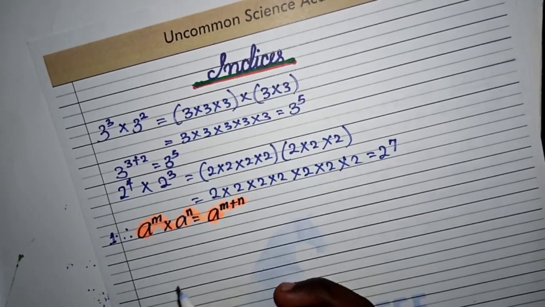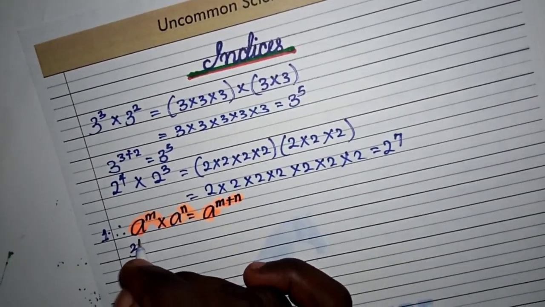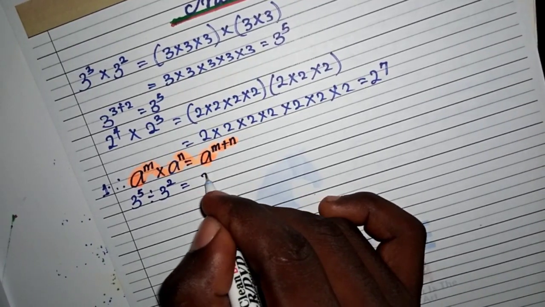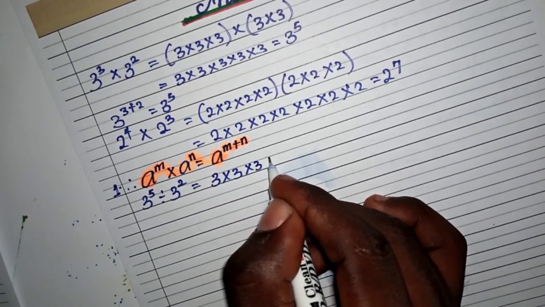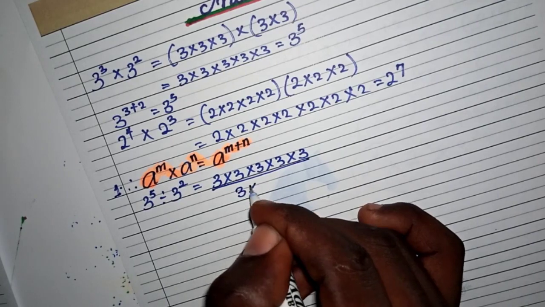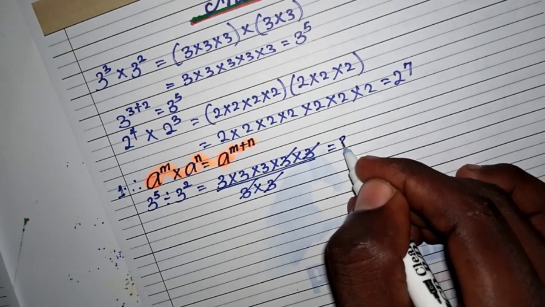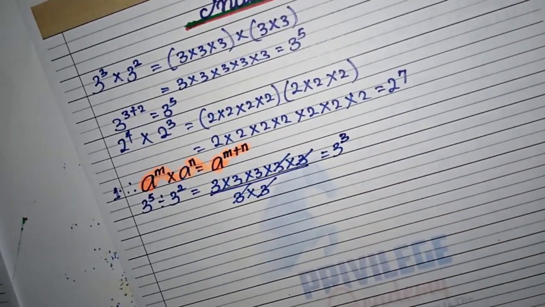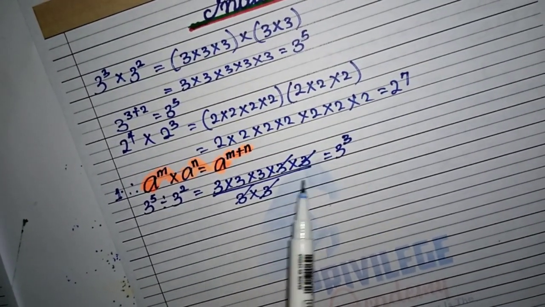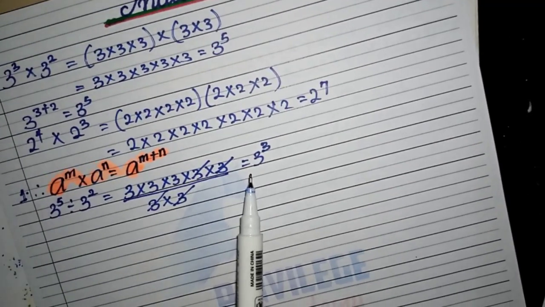So let's look at another case where we have 3 to the power of 5 divided by 3 to the power of 2. This is the same thing as saying 3 times 3 times 3 times 3 times 3 divided by 3 times 3. You know, these will take care of themselves, and I will have 3 to the power of 3. If you observe the powers, you will see that if I say 5 minus 2, my result will be 3. Therefore, I can pick one of these bases and subtract the powers.